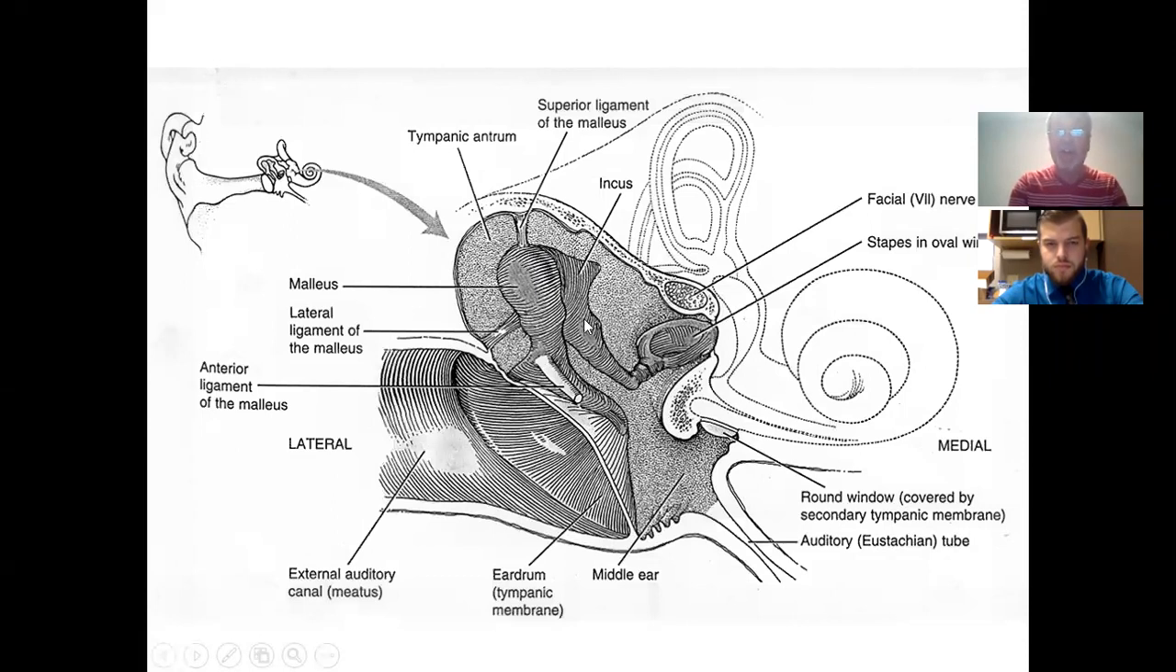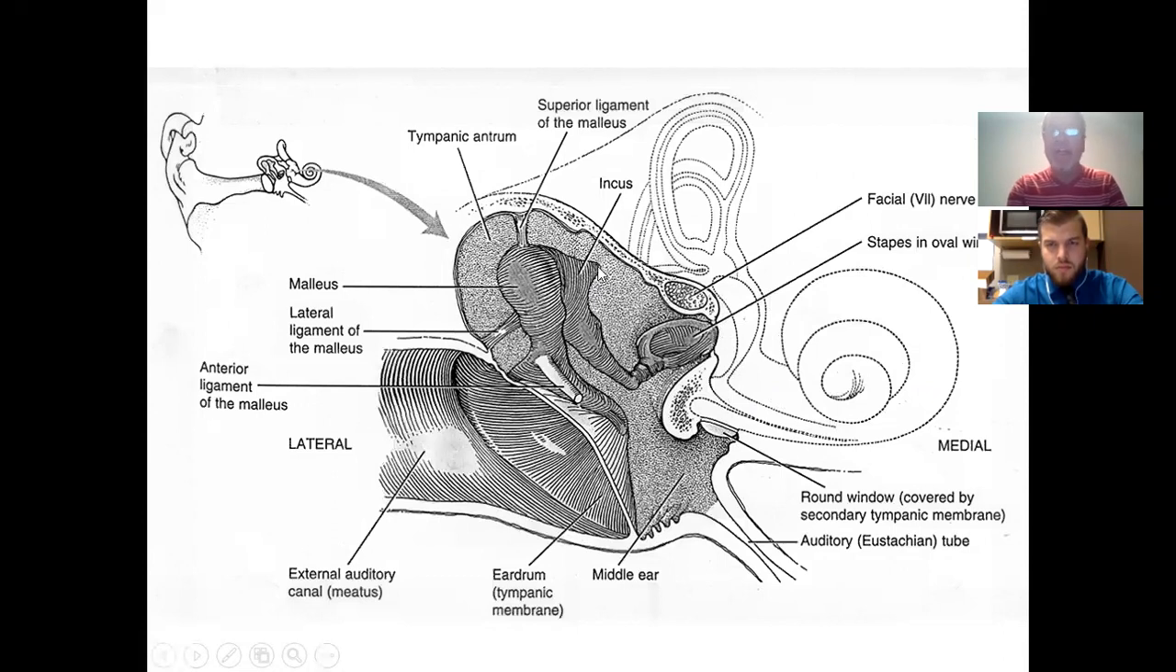Here's the incus. It has a long process and a short process. Then here's the stapes bone with its neck, with its crura, and the last part is its foot plate, the foot plate of the stapes. The stapes is situated inside what is called the oval window, and this is the entrance to the inner ear. Now, when the oval window pushes in, the round window bulges out. This is a small membrane. Remember, this whole inner ear is filled with fluid. So when the oval window pushes in, the fluid bulges out the round window.